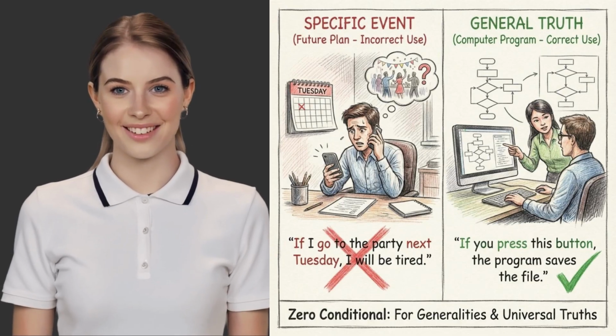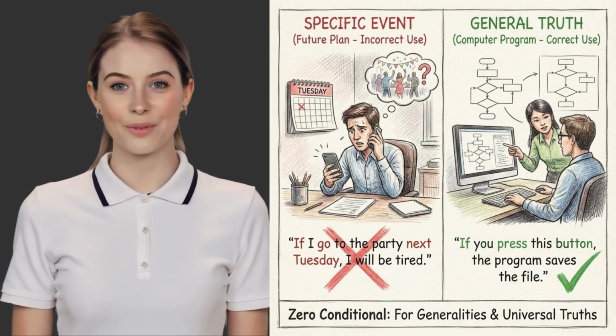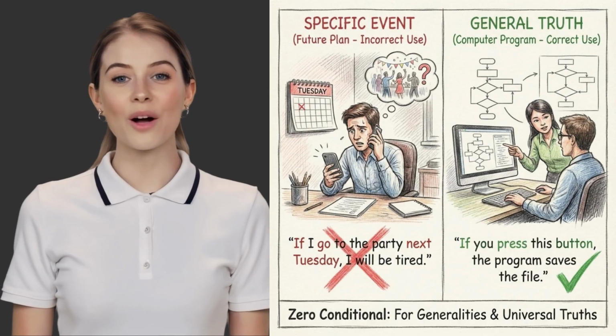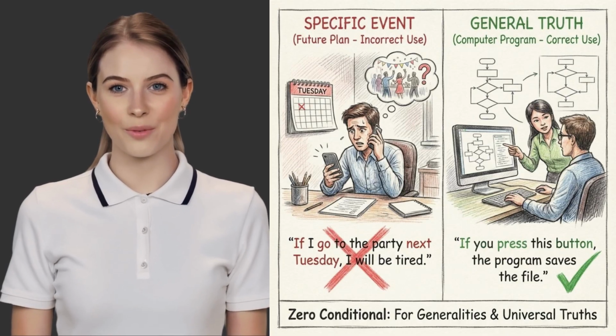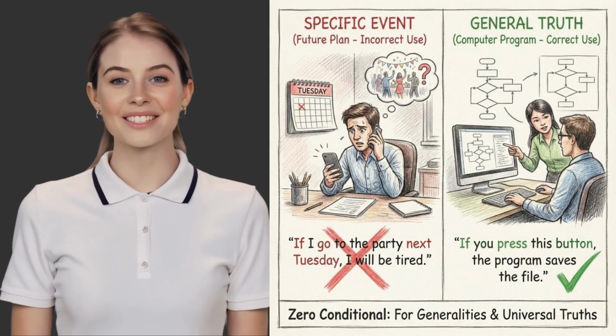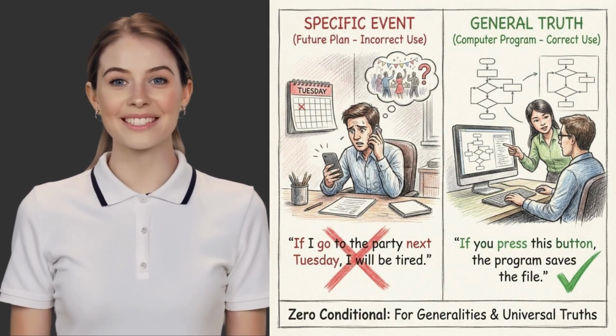It is for generalities. If you are talking about a specific plan, like what you might do next Tuesday, you wouldn't use this. But if you are explaining to someone how a computer program works or describing your allergies, you use the zero conditional because you are stating a universal truth where the result is never in doubt.